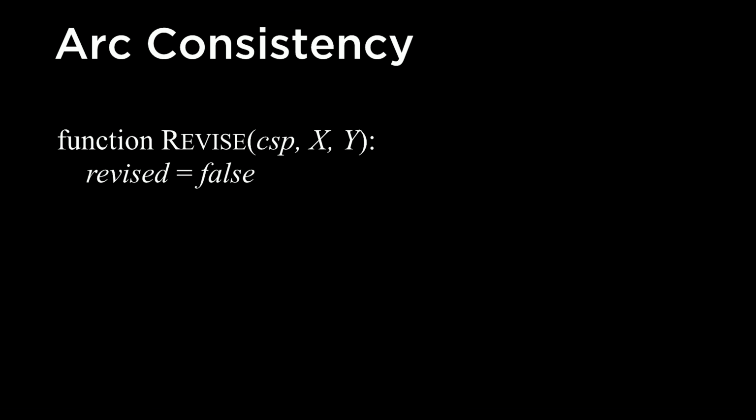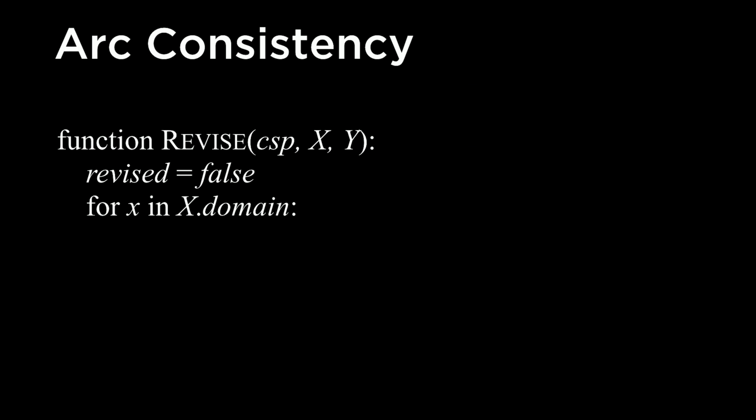How does this work? Well, we'll first keep track of whether or not we've made a revision. Revise is ultimately going to return true or false. It'll return true in the event that we did make a revision to x's domain. It'll return false if we didn't make any change to x's domain. And we'll see in a moment why that's going to be helpful. But we start by saying revised equals false. We haven't made any changes.